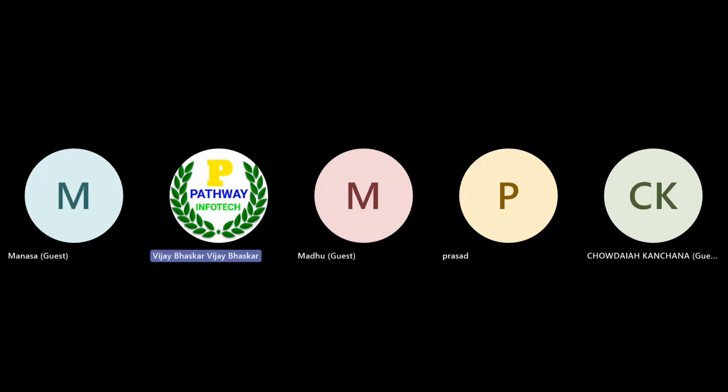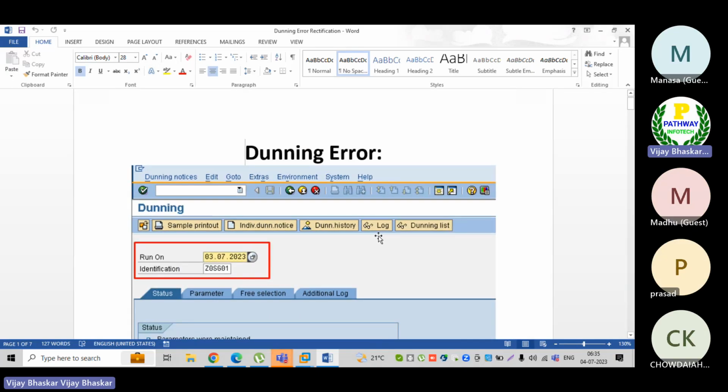Before starting today's session, let me explain the issue. What was the issue? Why was the system unable to print the dunning notices? Anyhow, this document, which I am going to place in our SharePoint drive, you can access from there. It is the detailed documentation I have prepared. Let us go through it step by step.